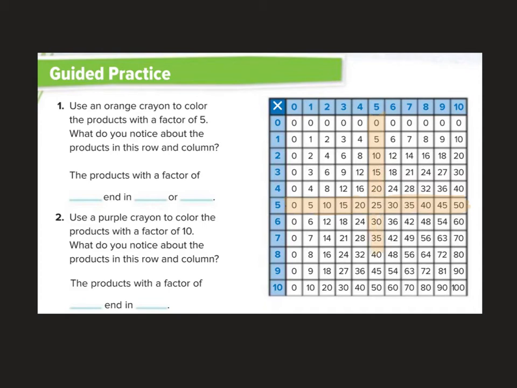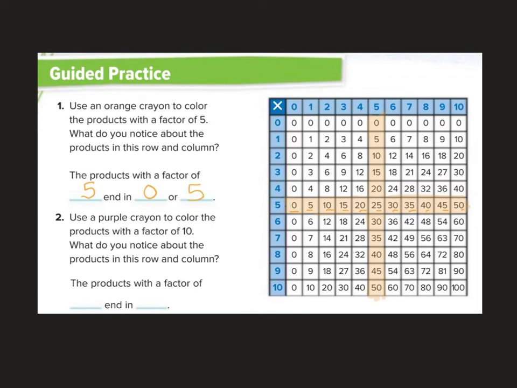Let's see, 0, 5, 10, 15, 20, 25, 30, 35, 40, 45, 50. If I go up and down, 0, 5, 10, 15, 20, 25, 30, 35, 40, 45, 50. Look at that. They do, right? Because of that commutative property. So if I go back here and I say the products with a factor of 5, they all end in, look at this, 0, 5, 0, 5, 0, 5, 0, 5, 0, 5, 0. That's a pattern, right? They all end in 0 or 5.